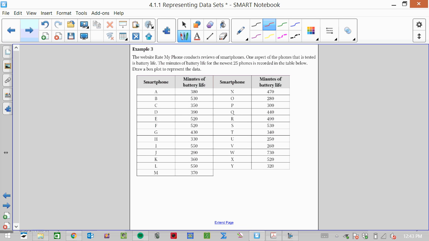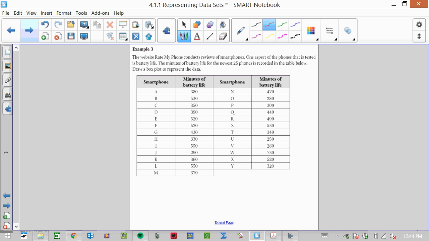Example 3 says, the website Rate My Phone conducts reviews of smartphones. One aspect of the phone that is tested is battery life. The minutes of battery life for the newest 25 phones is reported in the table below. Draw a box plot to represent the data. Now, this is something we didn't discuss before. It has to do with our quartiles.